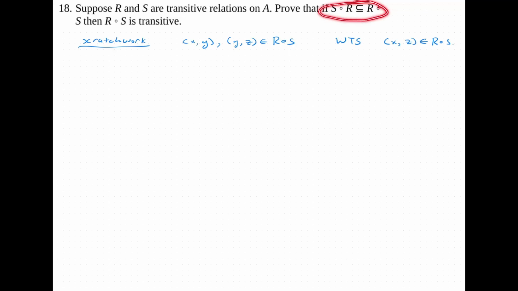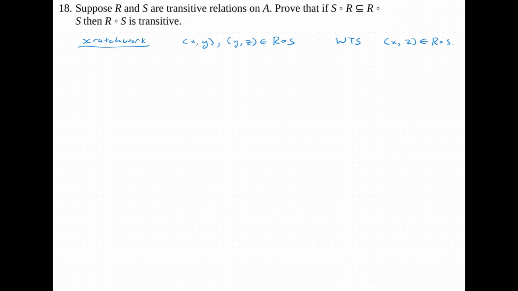So scratch work. We're going to choose (x, y) and (y, z), some arbitrary elements in the composition of R with S. And we want to show that (x, z) is in the composition of R with S. And so that is the goal. So we got this. Now, how do we go from here to using the assumptions so that we can build our way up to what we want?